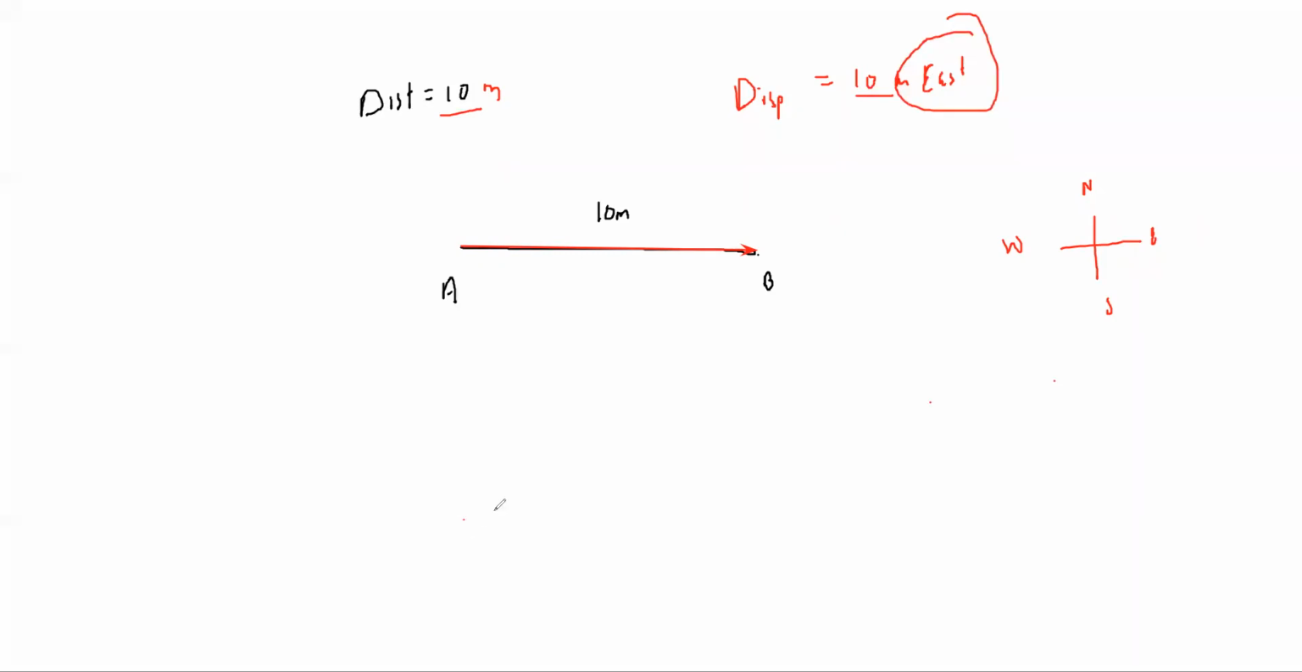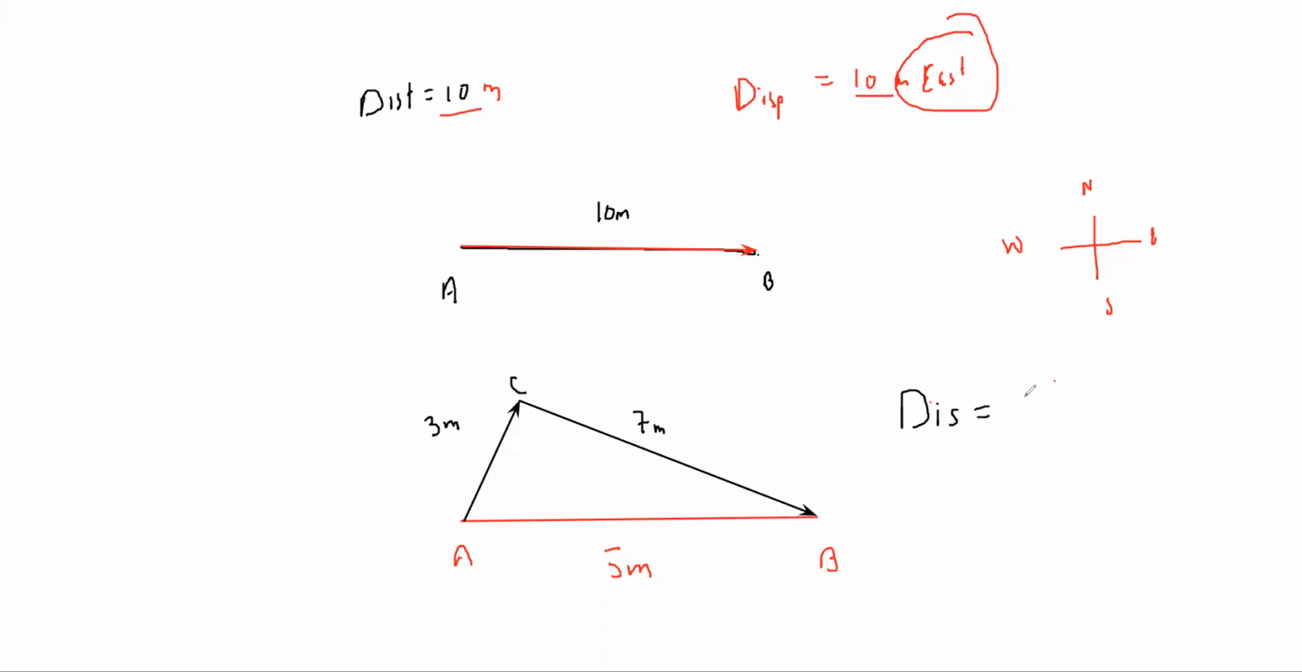Another example. Say this was 5 meter, but the object moved first to another point which is 3 meters, and then moved to point B 7 meters. What if the question is: what is the distance traveled by the object? The object moved 10 meters, from A to, say, C, and then from C to B. So in this example, the distance is equal to 10. But what about displacement? Displacement is the shortest distance. So what is the displacement here?